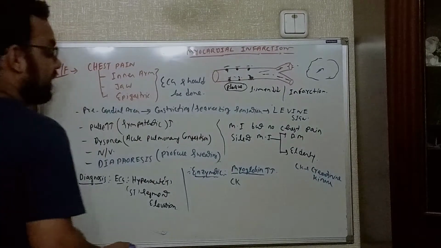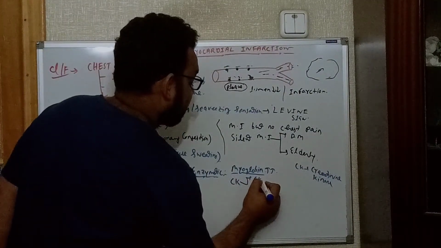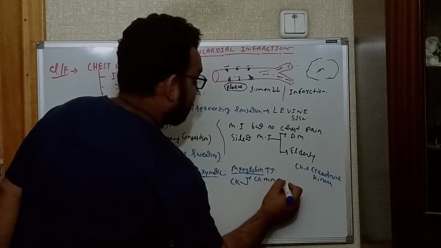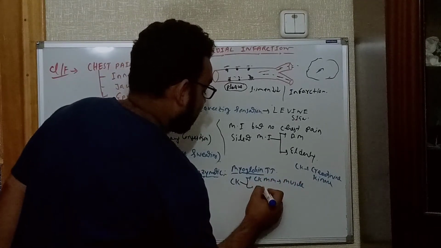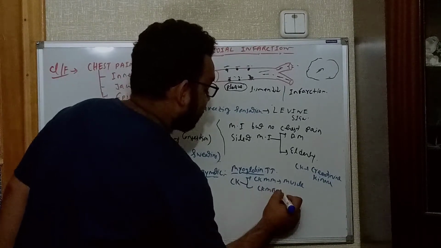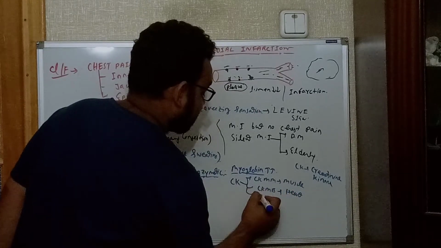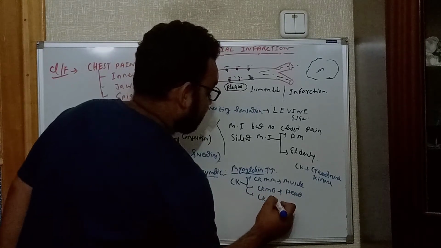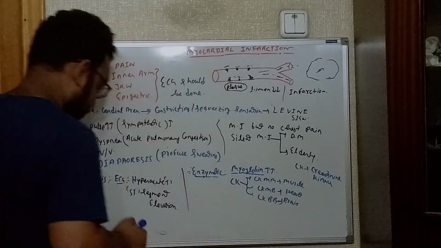Now within the creatinine kinase, there are 3 types. Let me write it over here. CKMM, that is present within the muscle. Now if you talk about CKMB, that is present within the heart. And there is also CKBB. It's present within the brain.